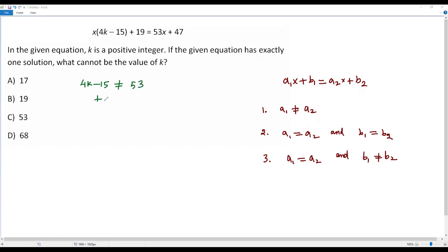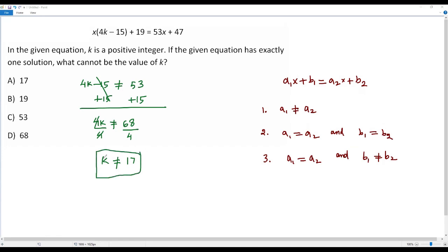Now let me add 15 to both sides. Then this −15 and +15 will cancel out. I am getting 4k is not equal to, when I combine these two values, positive 68. Let me divide both sides by 4. Then this 4 will cancel out. k is not equal to, when I divide 68 by 4, 17. When the given equation has exactly one solution, then 17 cannot be the value of k. We find 17 in answer choice A. The correct answer choice for this question is A.